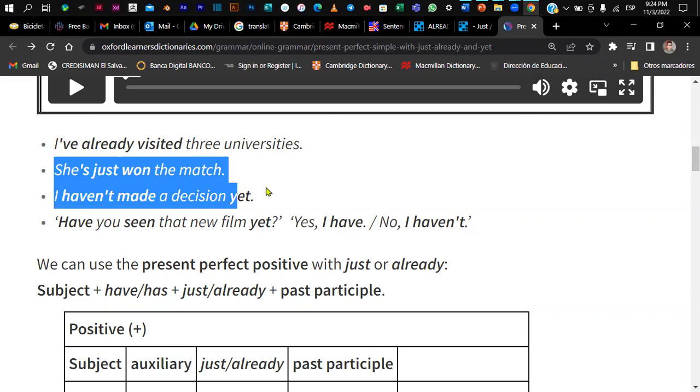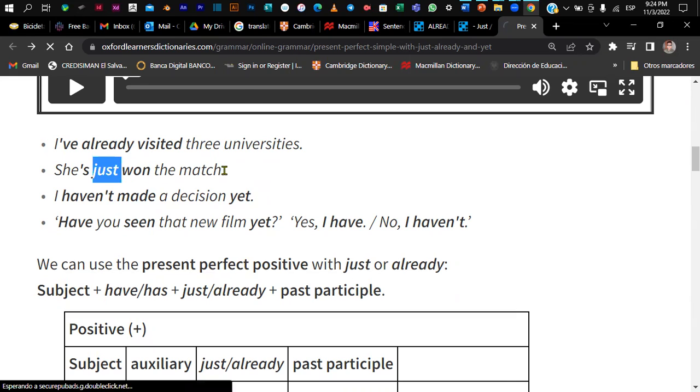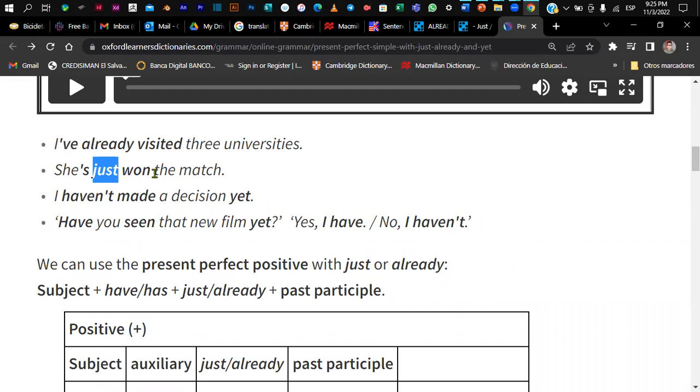Second sentence. She's just won the match. What is the meaning of this? The meaning or the translation. Remember the meaning of just? Ella acaba de ganar el match. Match is partido. Oh, el encuentro. Okay, next sentence.